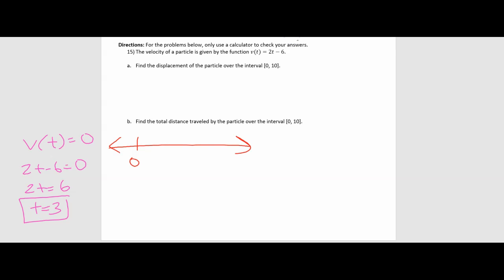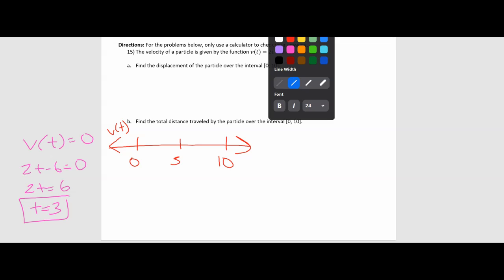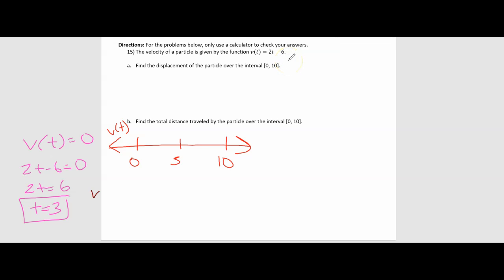We know we're going from 0 to 10. So if this is v of t, you could just check 2 spots on either side of 3. So you could do v of 2, it's equal to negative 2. V of 4, that's equal to positive 2. So we see that it does change signs.